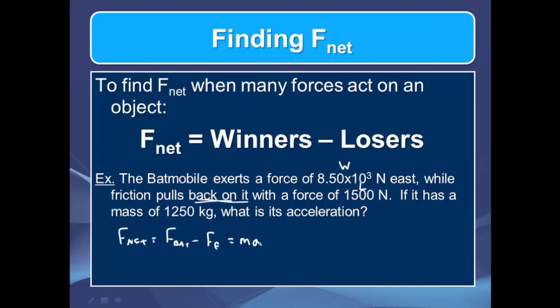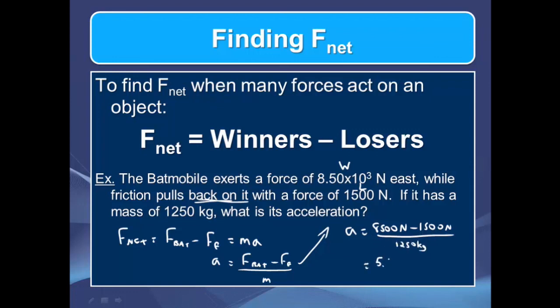So what do we need now? We need to solve for acceleration. Acceleration is just equal to Fbat minus the force of friction divided by the mass. I'm going to go up here to make life simpler. Let's put in our values. a is equal to 8,500 newtons, subtract 1,500 newtons, divided by 1,250 kilograms. And that's going to give us our final value of 5.6 meters per second squared.